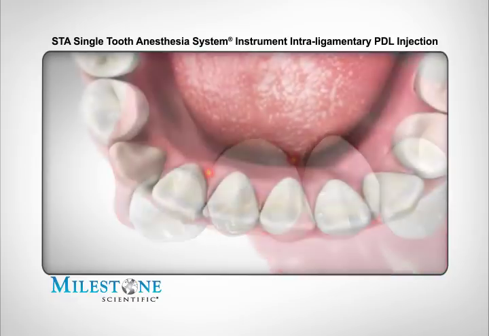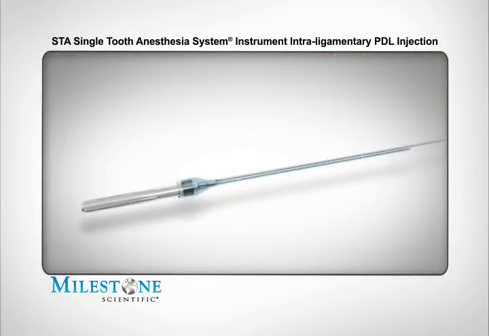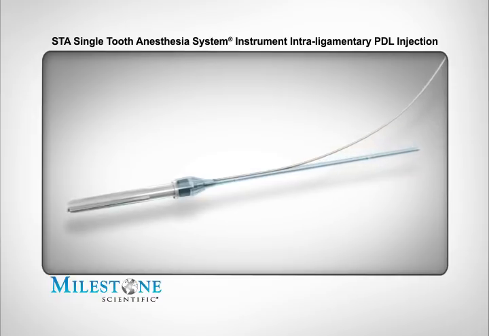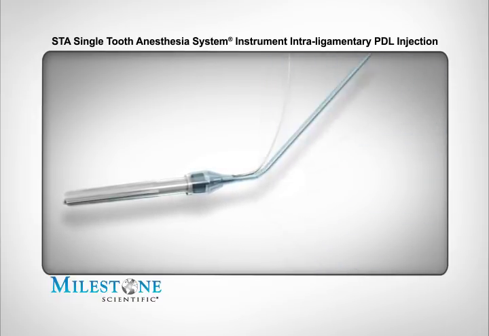When performing an STA intraligamentary injection on a single-rooted tooth, a single site is all that is usually necessary. Using multiple injection sites on premolars or other anterior teeth is optional. To improve accessibility in difficult areas, shorten the STA handpiece by breaking off a section of the handle. This will assist for easier access.